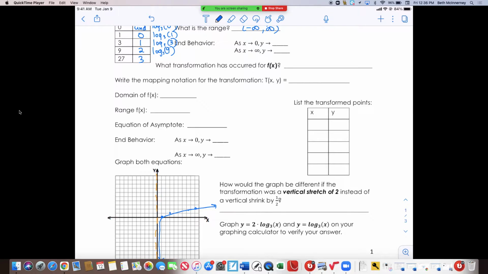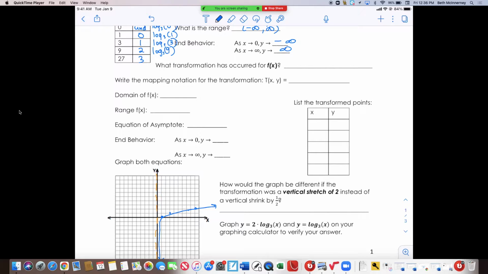So as x approaches 0, y goes down to negative infinity. And as x goes to infinity, it's going up to positive infinity. All right, so that is the parent function, and that's what we learned yesterday.